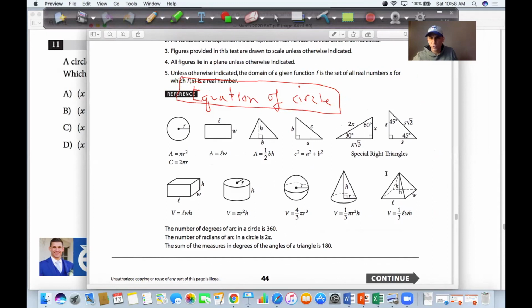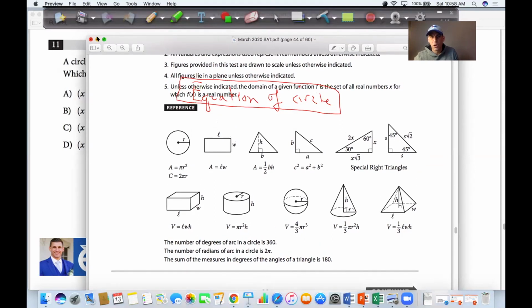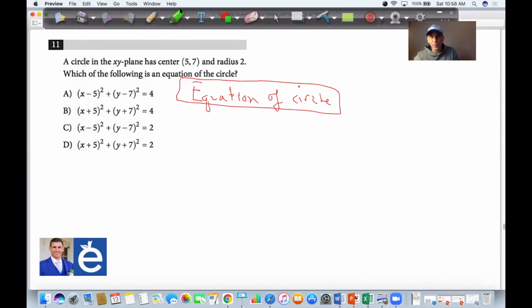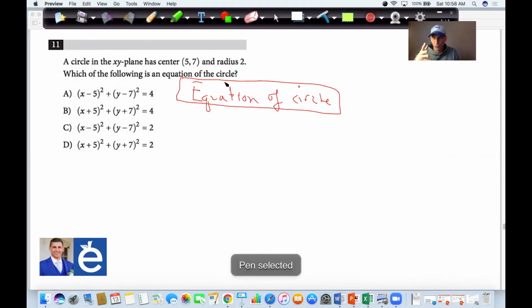They'll give you the volume of a pyramid, the Pythagorean theorem, area of a triangle, area of a rectangle, even area of a circle. They'll give you all these things, including some special right triangles. But one thing they generally do not give you is the equation of a circle. So here's a quick suggestion that I will make to you. On test day, you want to be prepared to write this equation down right when you get the test.